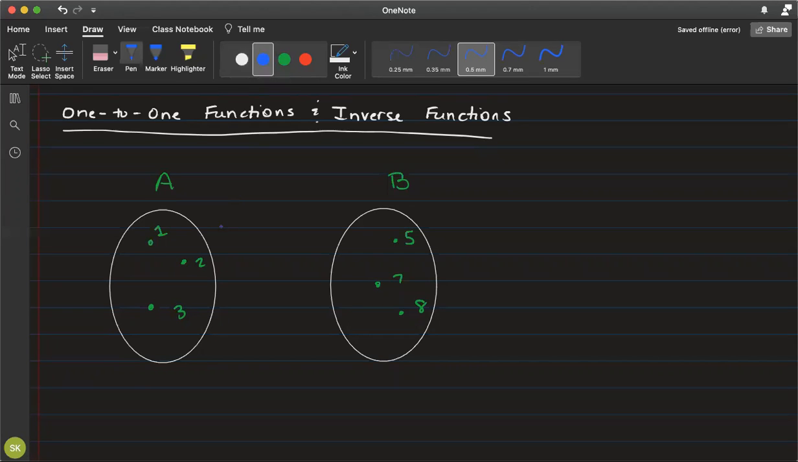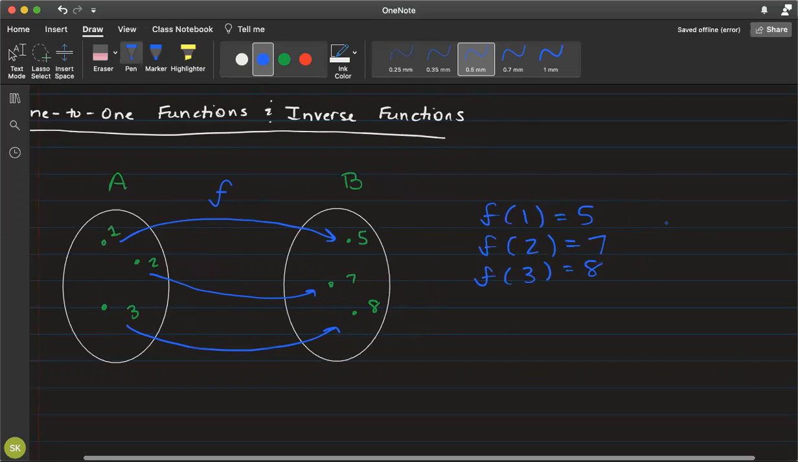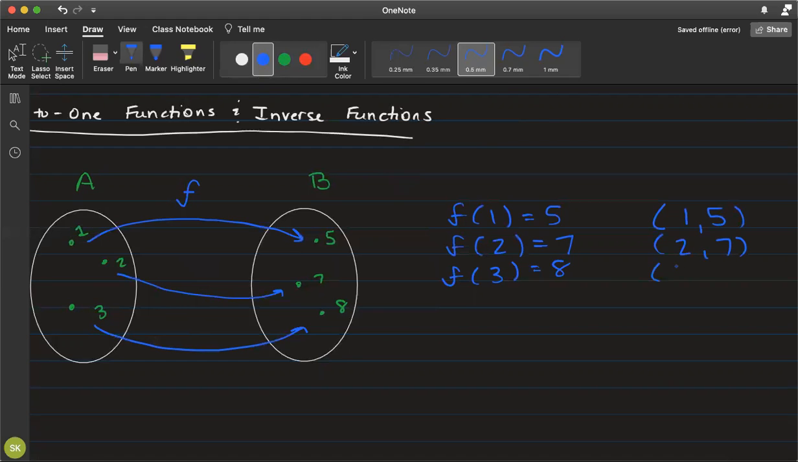So for example, I could map 1 to 5, 2 to 7, and 3 to 8. This would be a function, f, this mapping. We can write this function like this: f of 1 is equal to 5, f of 2 is equal to 7, and f of 3 is equal to 8. And another thing we can do is write this as ordered pairs. So (1, 5), (2, 7), and (3, 8).